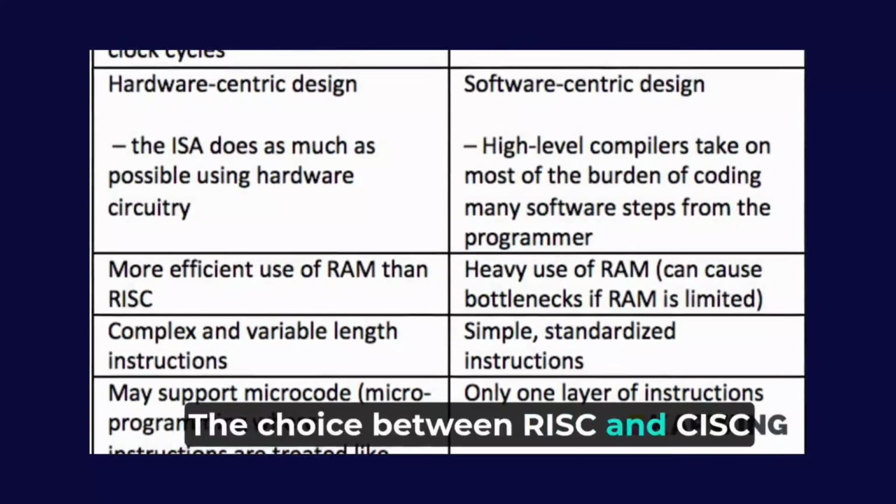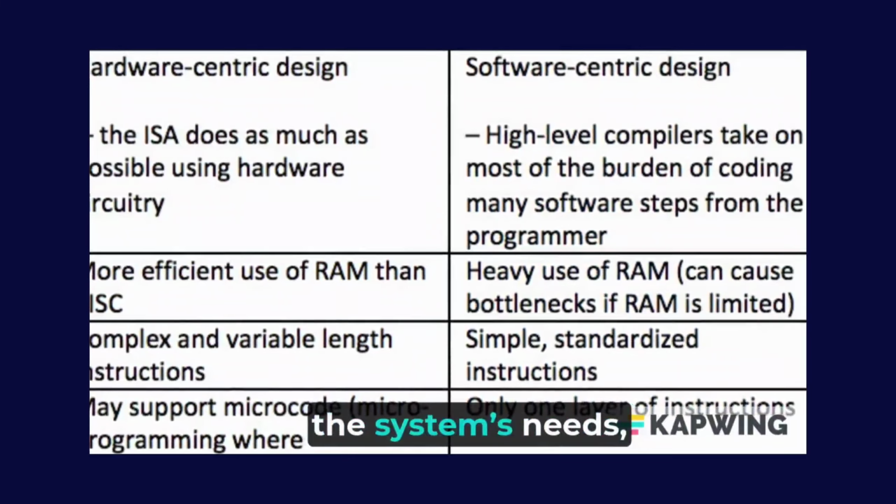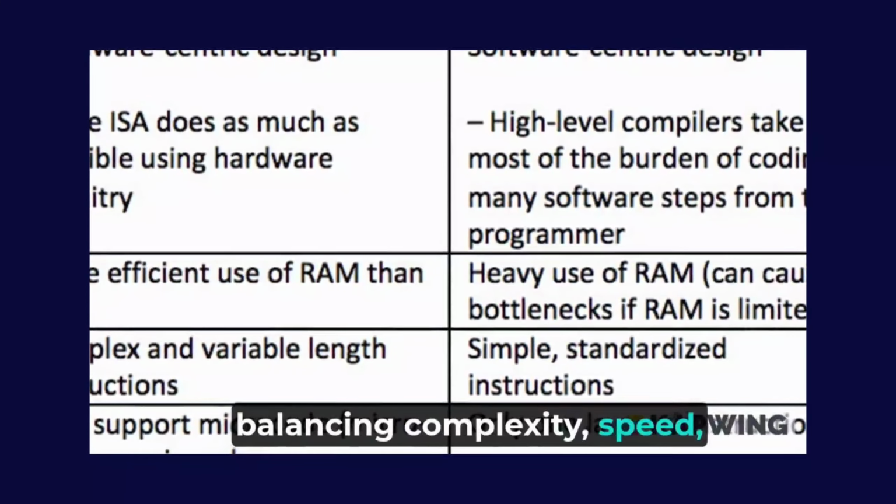8. Conclusion. Understanding the basics of computer architecture and organization is essential for optimizing system performance and energy efficiency. The choice between RISC and CISC architectures depends on the system's needs, balancing complexity, speed, and power consumption.